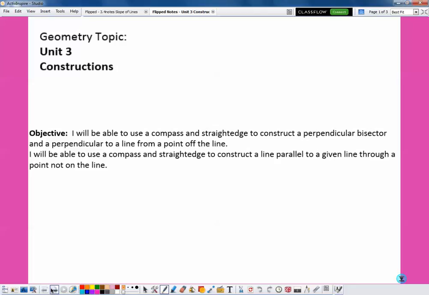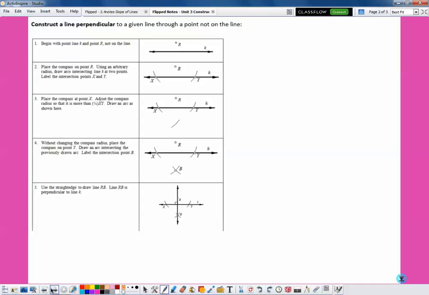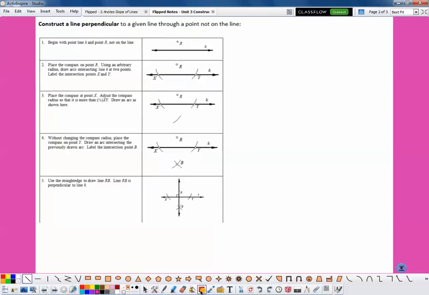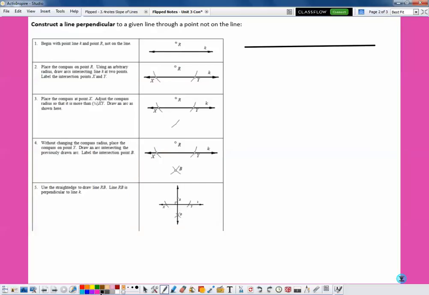So we're going to start with the perpendicular one. Now you guys have done this before, but we're going to go ahead and review it. So you would start off given a line and a point not on that line. So we're going to make this line K and point R like is on our picture. So that's what we're given to start with.